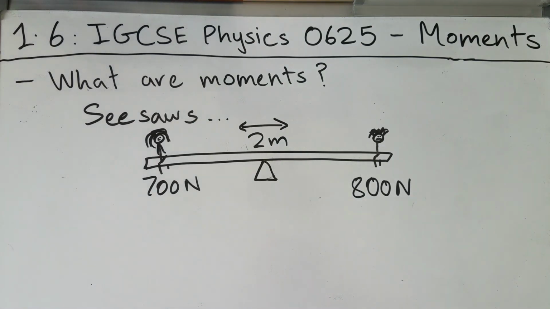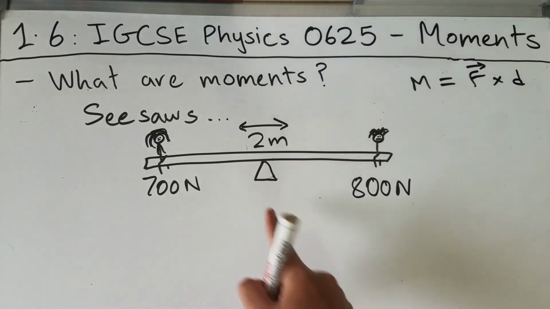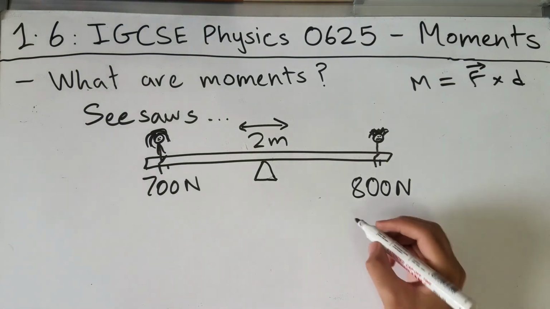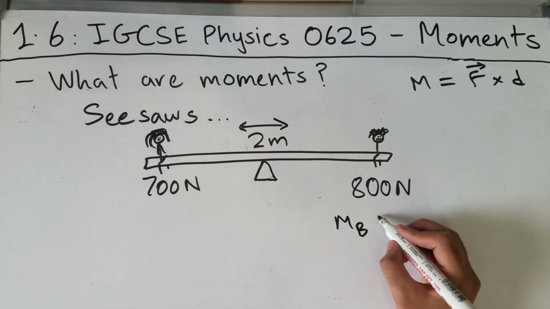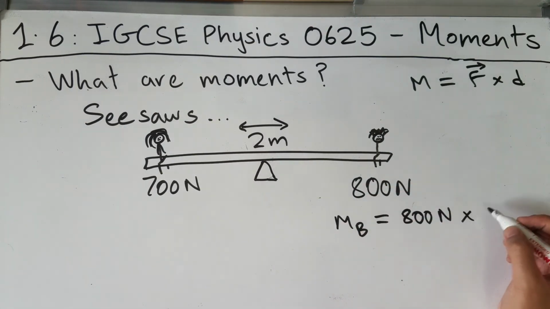So we know the formula for moments, which is moments equals force times the perpendicular distance from the pivot. So let's find the moment of this boy. M_b, the moment of the boy, equals 800 newtons of force, which is the weight of this boy, times the distance from the pivot.